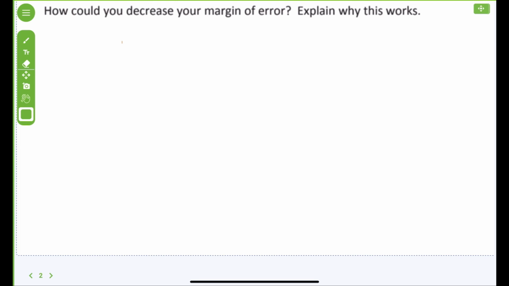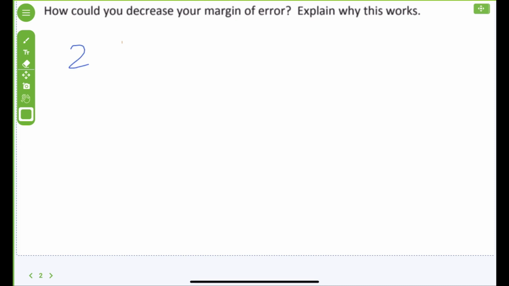Now, how could you decrease the margin of error? How can you decrease the margin of error? Raise the sample size. Now, if you raise the sample size, the variability, standard deviation, margin of error, everything decreases. Why? Why does it decrease? Well, it's more accurate mathematically. Why does it?